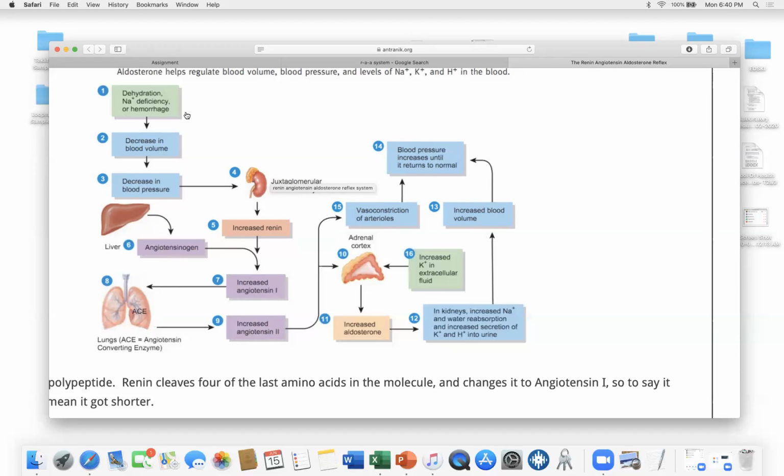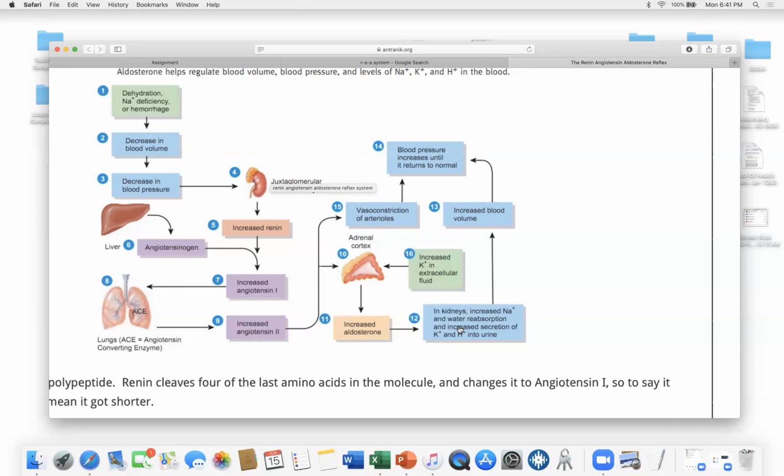Remember, our sensory was telling us we have low blood volume, low blood pressure. So what will happen when all of these things come into play? There'll be vasoconstriction of my arterioles. That means someone's going to start squeezing on the arteries, and that will increase my blood pressure. What will also happen? There'll be increased aldosterone from my adrenal cortex. And what will that do? It will now tell all the kidneys to keep all the sodium.